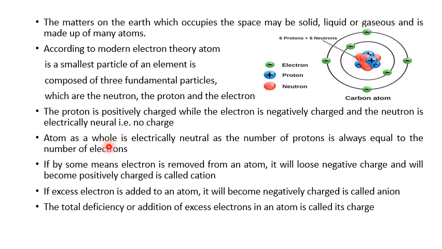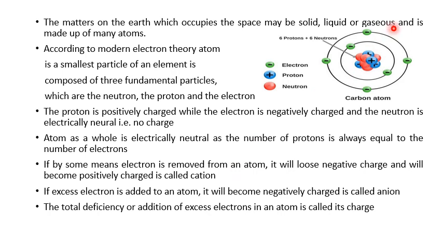An atom as a whole is electrically neutral, as the number of protons is always equal to the number of electrons. That means if you consider the atom as a whole neutral, the number of protons and the number of electrons are equal. If by some means an electron is removed from an atom, it will lose negative charge and become positively charged. That is called a cation.